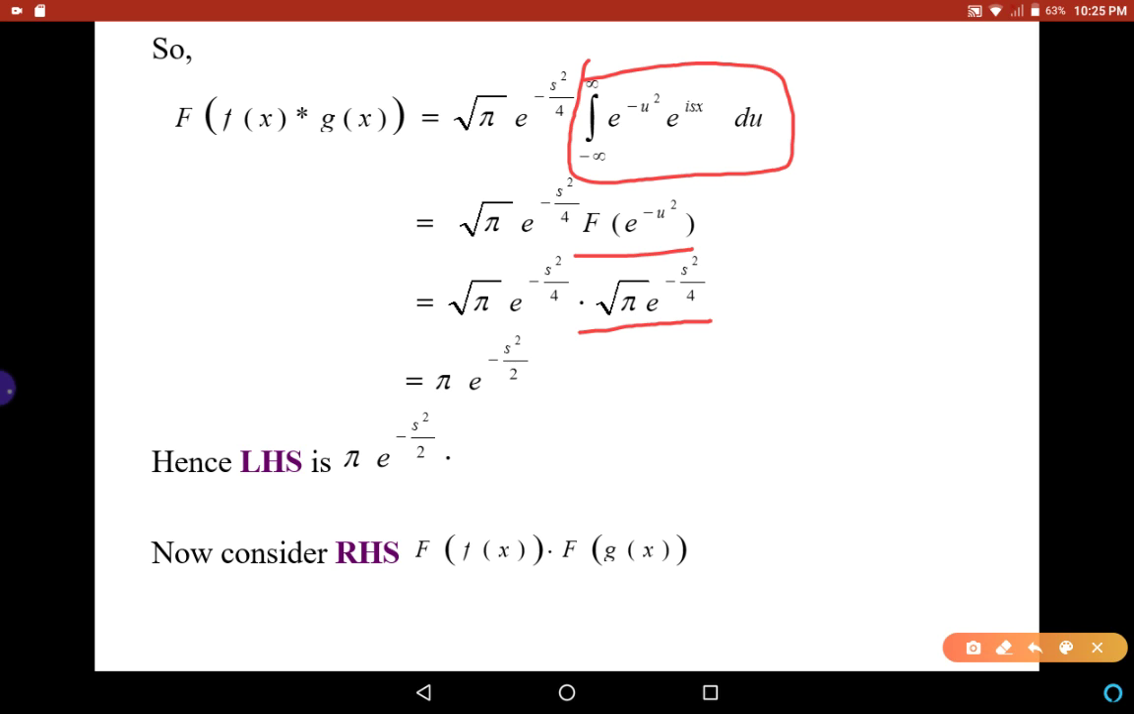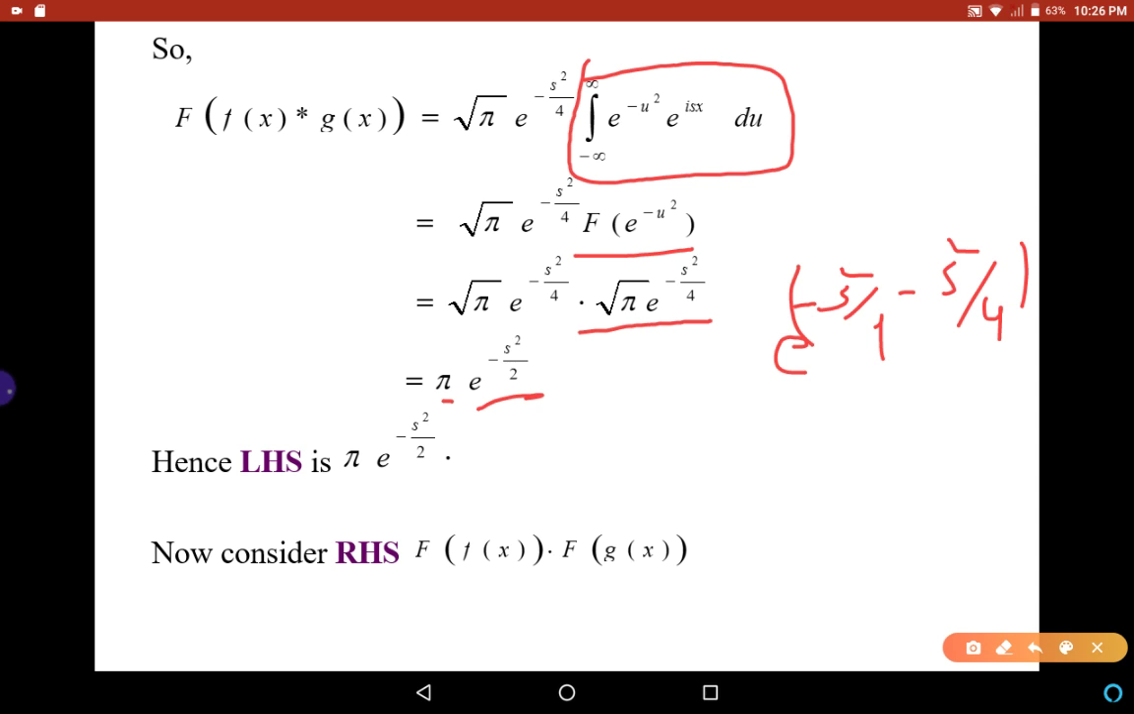Now root pi into root pi becomes pi, into e power minus s square by 4 into e power minus s square by 4, which is e power minus s square by 4 minus s square by 4. That gives e power minus 2s square by 4, that is e power minus s square by 2. Therefore, the left hand side value is pi times e power minus s square by 2. So, to verify the theorem, we need to show that the right hand side value is also pi times e power minus s square by 2.